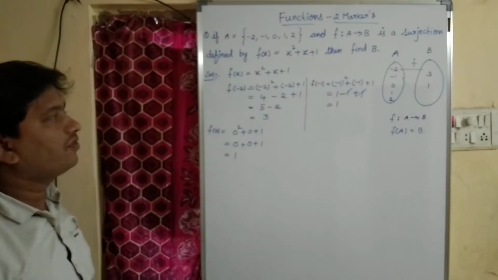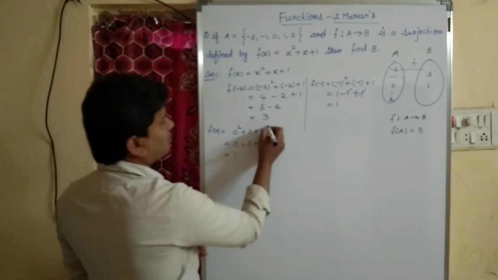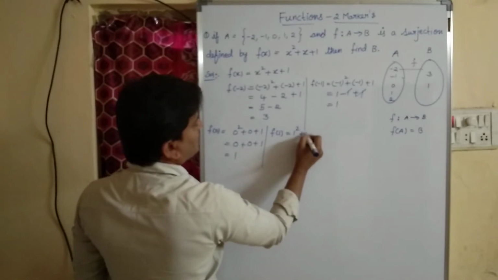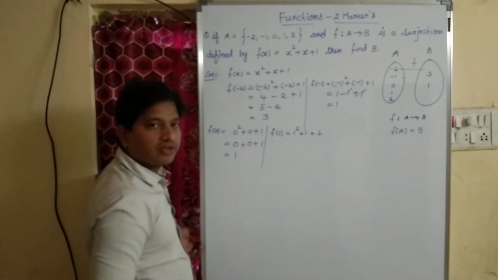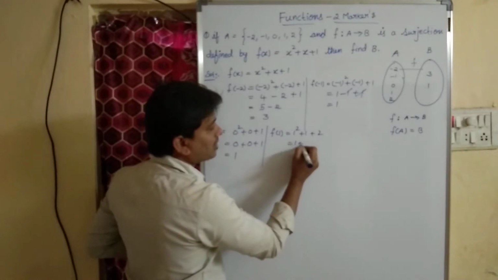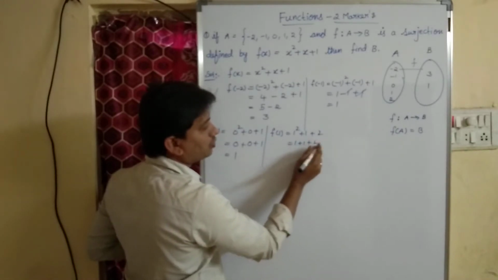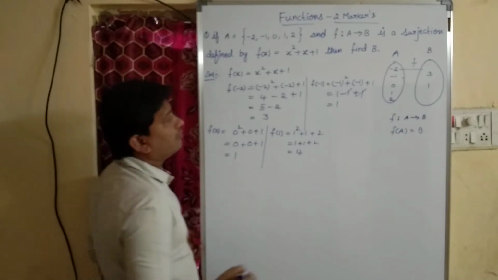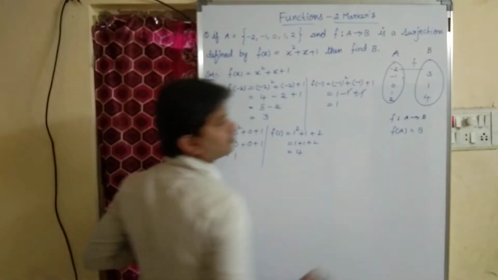Now we have to find f(1), children. Right? Next value is 1. f(1) = 1 square plus 1 plus 2. 1 square, how much? 1 only, right? 1 plus 1 plus 2. 1 plus 1 is 2, 2 plus 2 is 4. f(1) value, how much, children? f(1) value is 4.